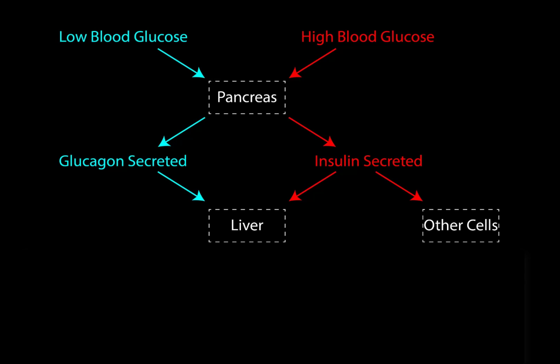Okay? And the latter really boils down to two really important hormones. One is glucagon and the other is insulin. So both of these hormones are secreted by the pancreas. Glucagon is secreted in response to low concentrations of glucose in the blood, while insulin is secreted in response to high concentrations of glucose in the blood. Okay, so glucagon and insulin flow through the blood, and then they can interact with different cells.